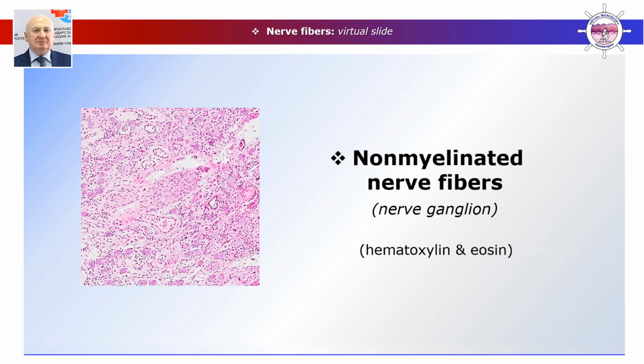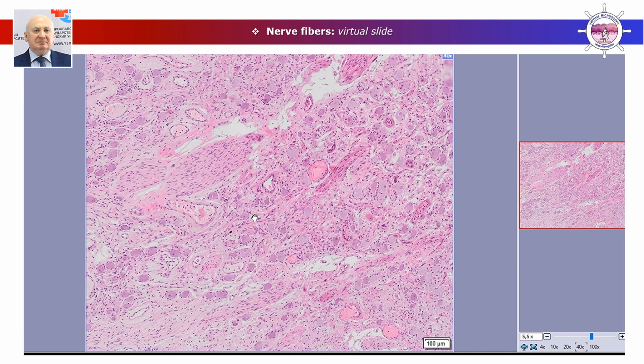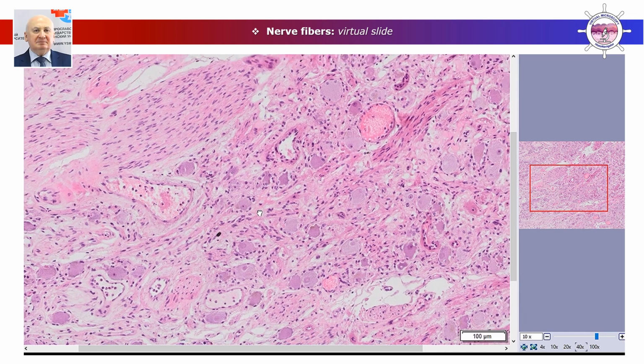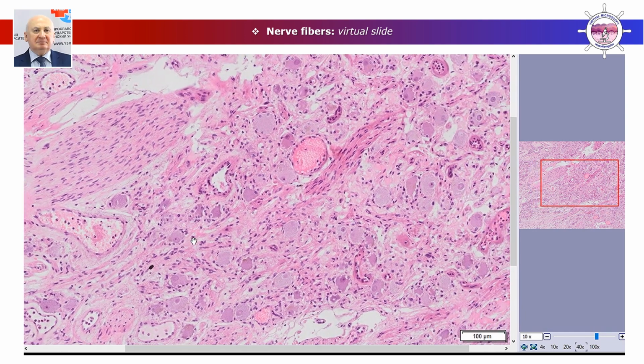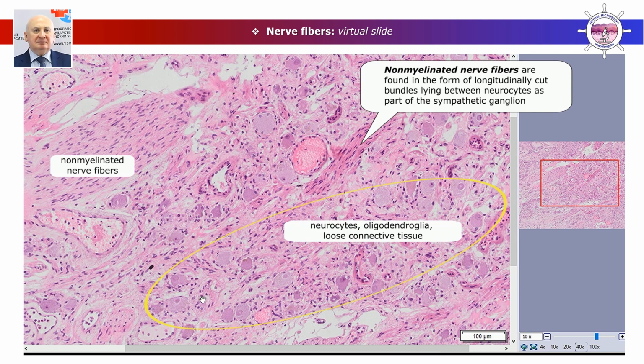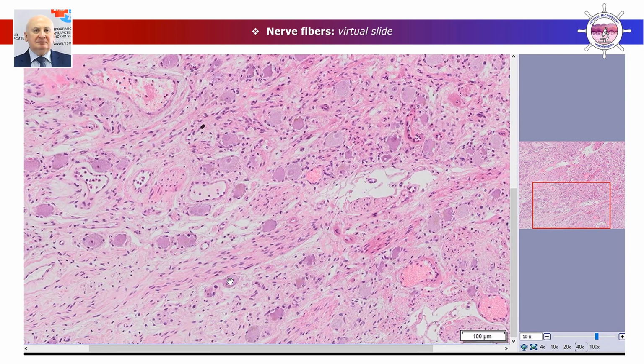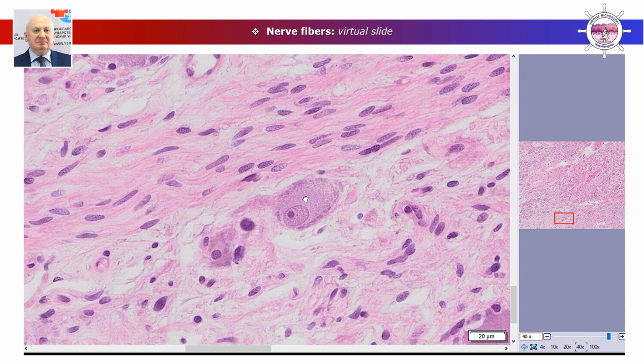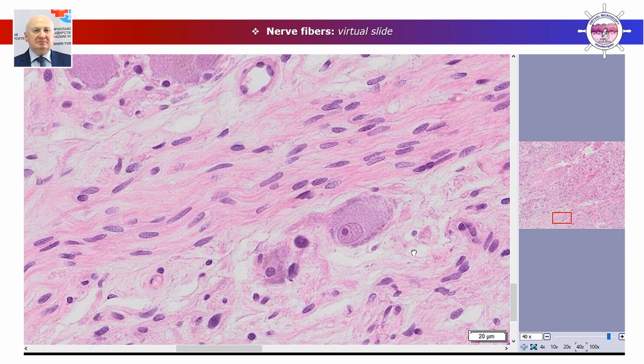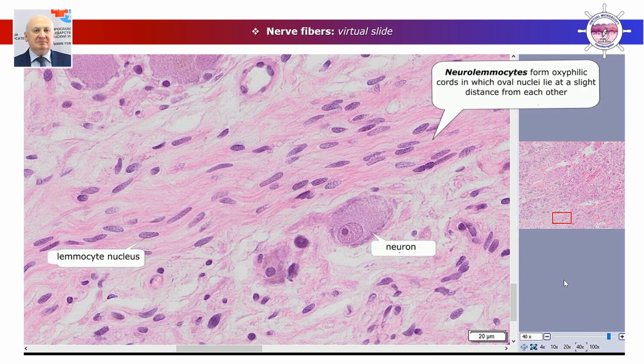Non-myelinated nerve fibers in the nerve ganglion. Non-myelinated nerve fibers are found in the form of longitudinally cut bundles lying between neurocytes as part of the sympathetic ganglion. Neurolemmacytes form oxyphilic cords in which oval nuclei lie at a slight distance from each other.